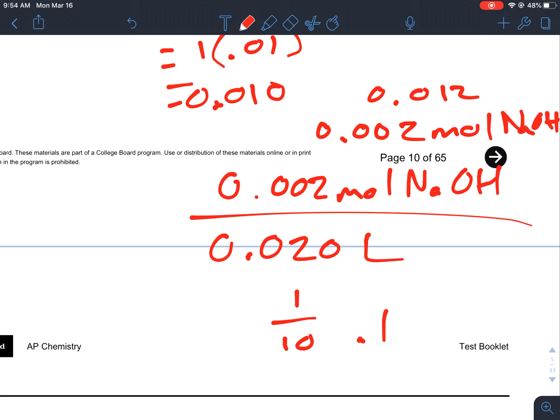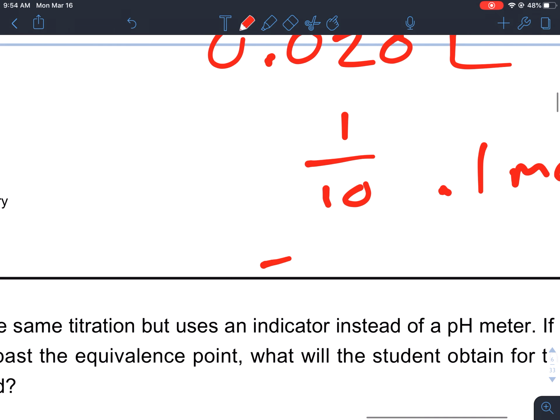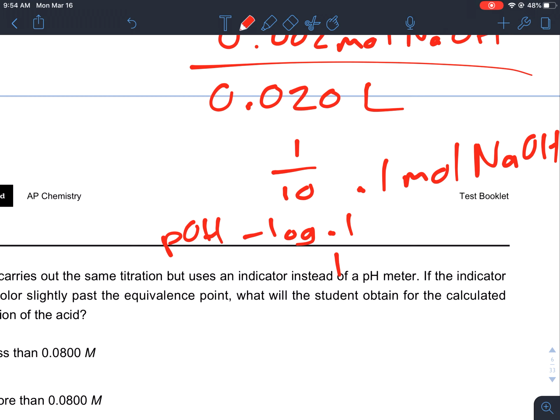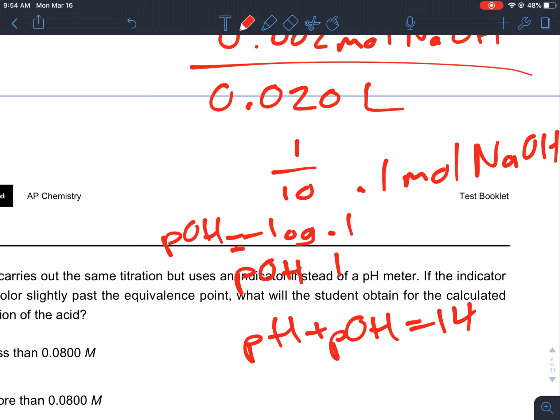Now, I know in my mind that pH is 14 when I have 1 mole of NaOH, but I don't have 1 mole of NaOH, so the answer has to be less than 14. Here, you have to take the negative log of this. The negative log of 0.1 is going to be 1. And what did you find? You found your pOH, because you're taking the 0.1 mole of OH minus. So my pOH is 1. If my pOH is 1, well, pH plus pOH is equal to 14. That means my pH is 13. So the answer is 13.